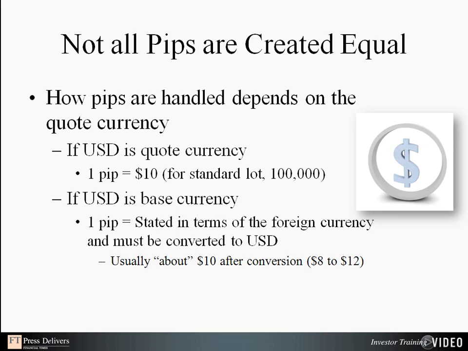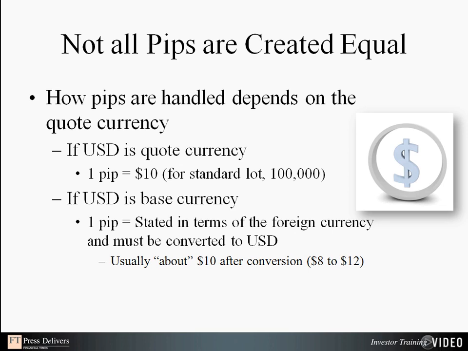How pips are handled depends on the quote currency. If the US dollar is the quote currency, meaning it's listed second in the pair, life is good. Life is easy. 1 pip equals $10 for a standard lot, which is 100,000 units worth of currency. If the US dollar is the base currency, meaning that it's listed first in the pair, life isn't so easy. In this situation, 1 pip is actually stated in the terms of the foreign currency. Therefore, before you know how much money you made or lost, you have to convert it back into US dollars. Usually, it's going to be about $10 a pip after the conversion, somewhere between 8 and 12.